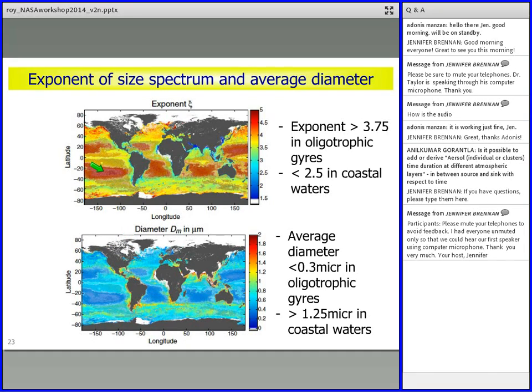And you can see that the exponent of the size spectra, excuse me, is greater than 3.75 in most of the oligotrophic gyres, and is less than 2.5 in most of the coastal waters. And same thing for the average cell size: it is less than 0.3 micron in the oligotrophic gyres, whereas in the coastal water it is more than 1.25 micron.